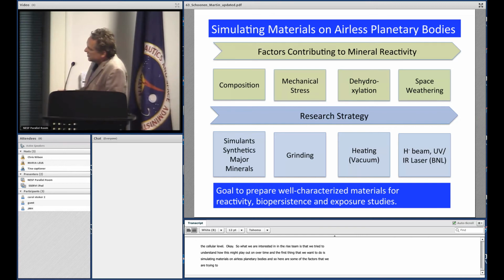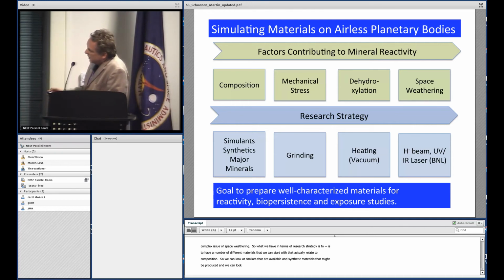There's composition, there's mechanical stress, the change of the surface by removing water or OH groups on the surface, so dehydroxylation, and then also this much more complex issue of space weathering. So what we have in terms of research strategies is to have a number of different materials that we can start with that actually relate to composition. So we can look at simulants that are available, synthetic materials that might be produced, and also we can look at single minerals that are major minerals in the materials that we're interested in.